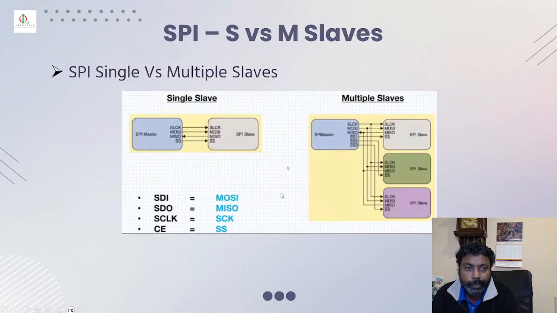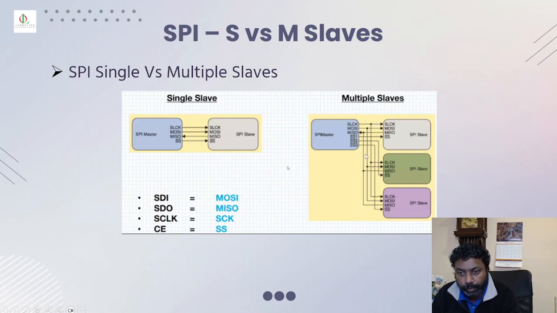This is just a comparison between a single slave and a multi-slave setup. As you know, MOSI can also be denoted as serial data in, and MISO as serial data out. Chip select, or slave select, can also be used as a chip enable pin. So this is a single master single slave connection, and this is the single master multiple slave connection.